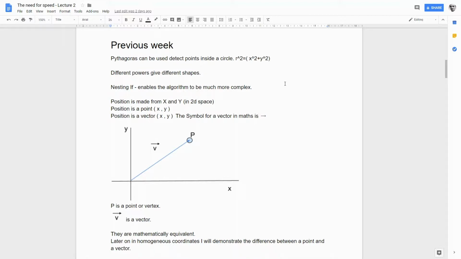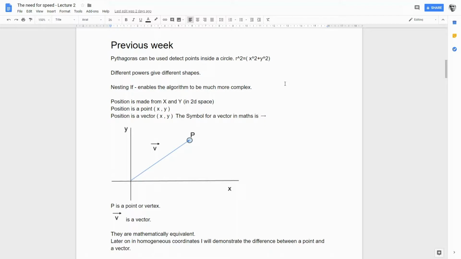We also looked at what happens if you nest the if statements so that you can create much more interesting and much more complex shapes. So your algorithm can be much more complicated and it can be layered in its complexity by using if statements.